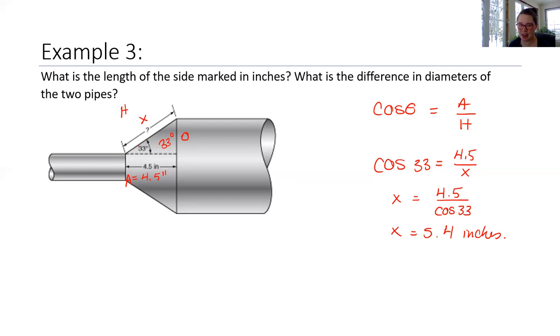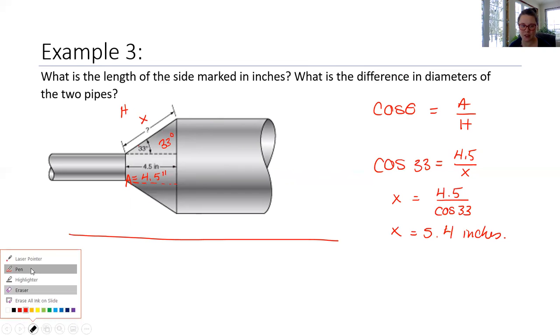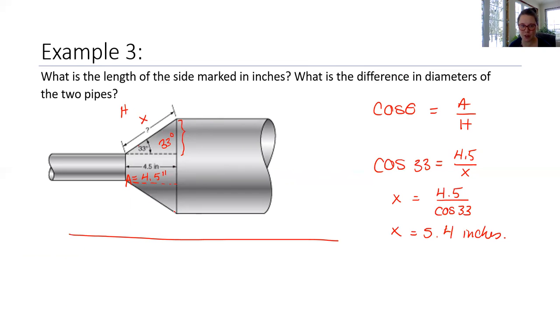Okay, now that we have that, the next thing we want to find out is the difference in diameters. If we could just measure across here, the difference in diameter is going to be equal to this distance plus this distance here. We'll add those two distances together. If we can find one of them, we just double it, and that's the difference in diameter. This would be just the difference in radius.